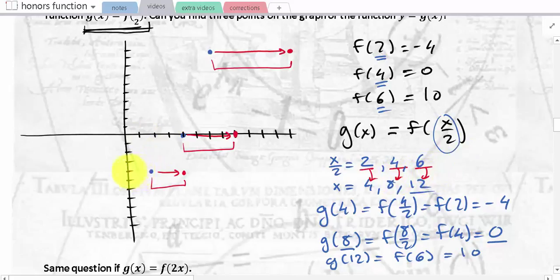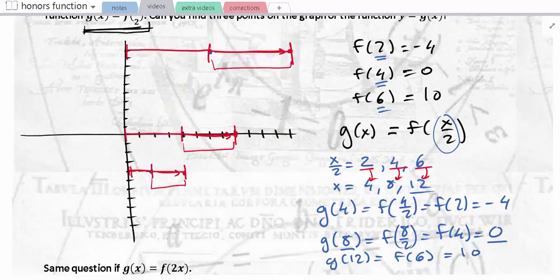So when you look at this distance right here, which is 2 on the x, you multiply by 2. This distance right here, 4, it's an x length, right? 4 got multiplied by 2, now it's 8. And this distance right here, which was 6, got multiplied by 2, and now it's 12, okay?